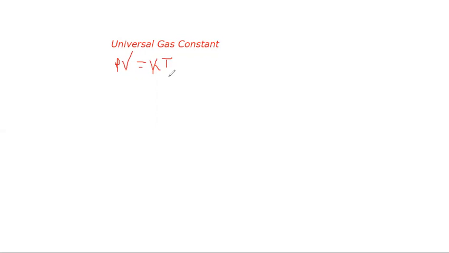Initially, I have told you earlier that in Boyle's law and Charles' law, the mass of a gas remains constant, right? So this constant K is dependent on mass. As the mass varies, this K also varies.